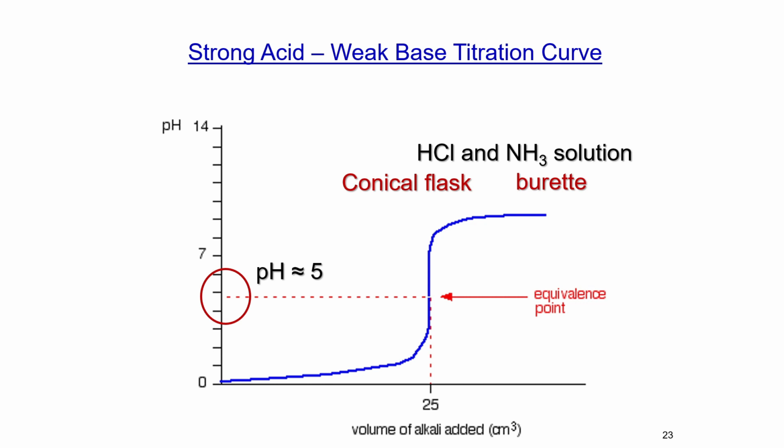Yang penting untuk curve ni ialah equivalent point dan juga di mana range untuk steep line tu. Okay, garis yang curam tu. So untuk strong acid weak base, disebabkan dia ialah strong acid, so equivalent pointnya dalam acidic range iaitu pH 5. So kita ada 25, katakanlah equivalent pointnya 25. Okay, so pH nya ialah 5 for equivalent point.